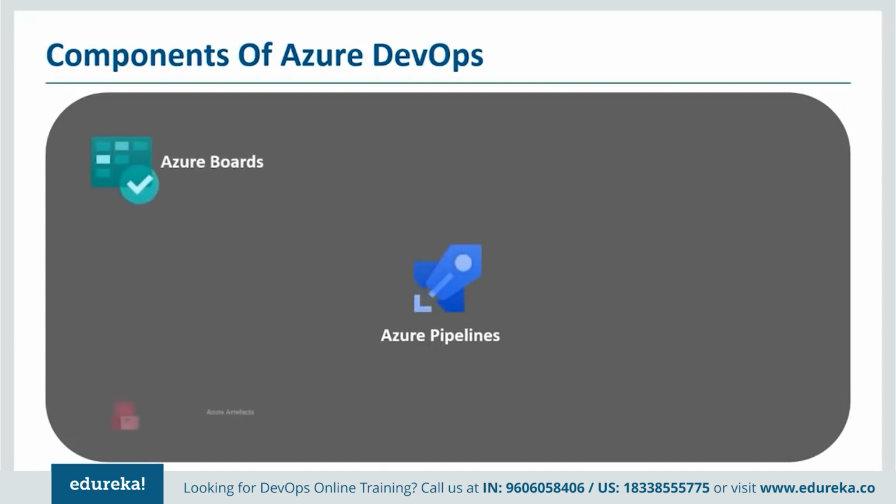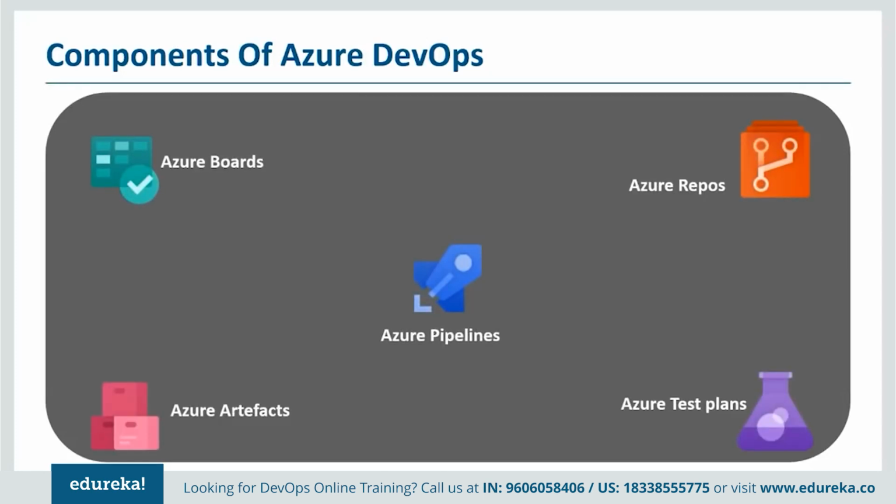So there are 5 different components which are available as part of Azure DevOps. First thing that we need to know is about Azure Boards. There are people who come from the Scrum background. They are coming from the project management background. They know how to create some features, they know how to create epics, they know how to create the stories, they know how to create tasks and all that stuff.